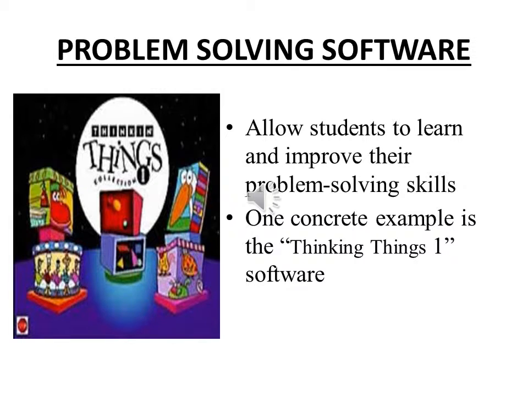Another type is the problem-solving software. It allows students to learn and improve their problem-solving skills. In problem-solving software, the learners must employ their higher thinking skills such as logic, recognition, reflection, and strategy making. One concrete example is the Thinking Things One software, in which the learners must help each other by observing and comparing things.